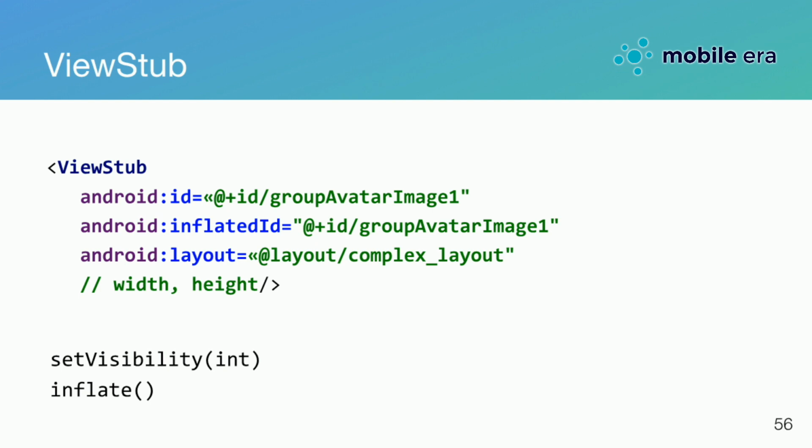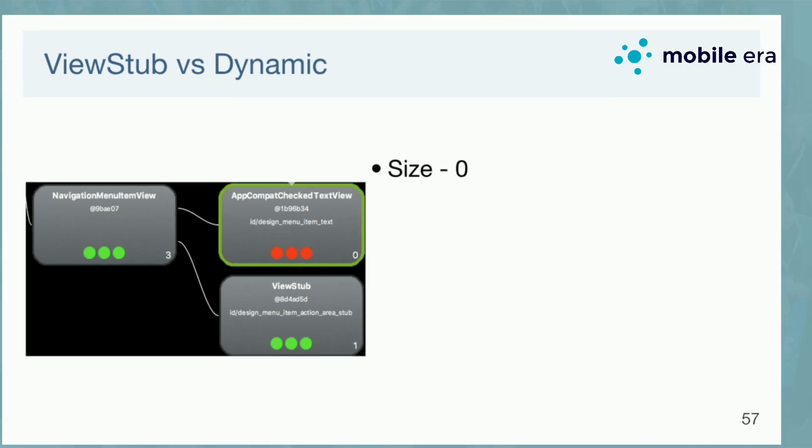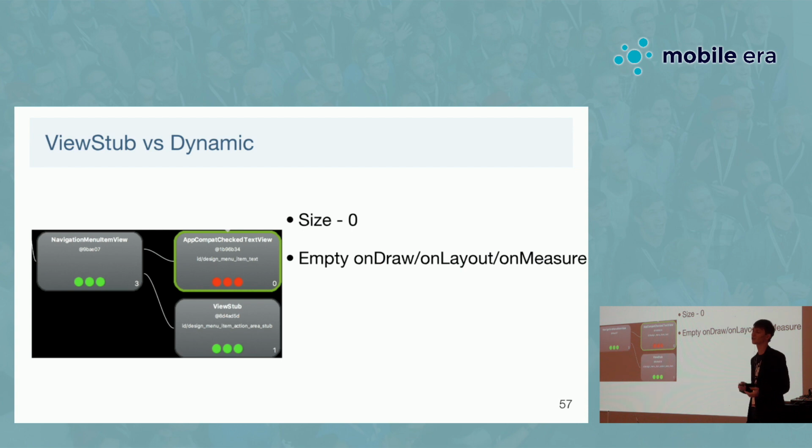And ViewStub is a special kind of view where you say, I want to have this layout, and when you set visibility or inflate it, this layout will appear. But before it appears, it is not visible on the screen. For example, here we saw the case when one view was red, and another one that's totally green is this ViewStub. It's green because its size is 0, it has an empty onDraw and onLayout onMeasure, so it works very, very fast.